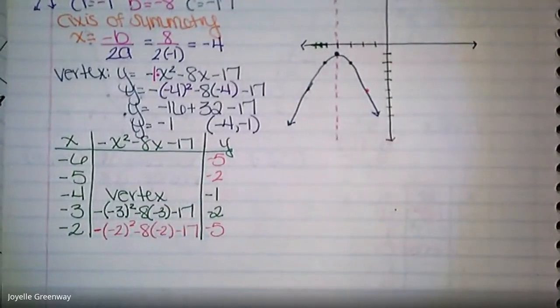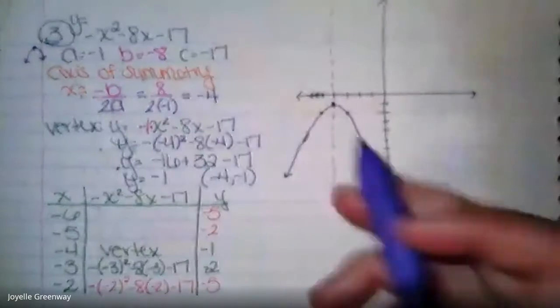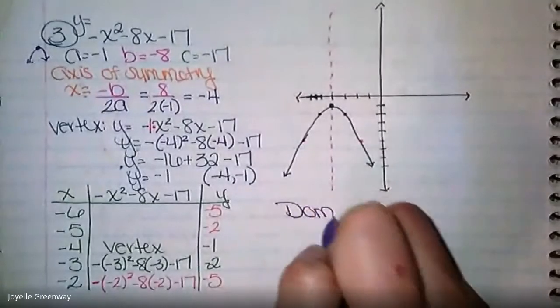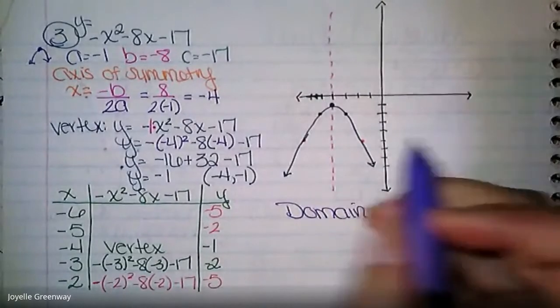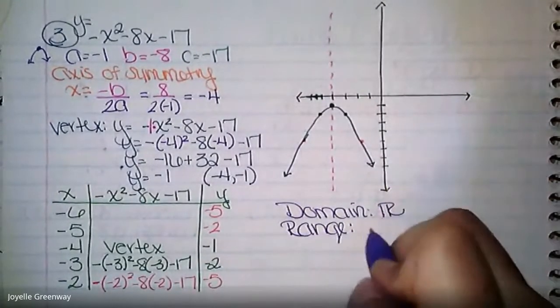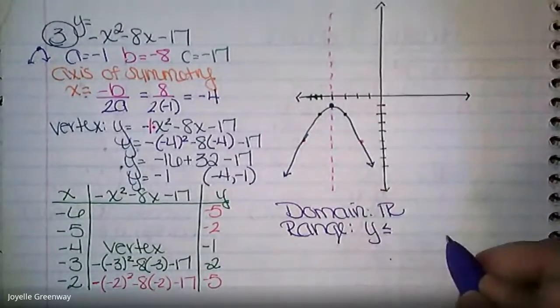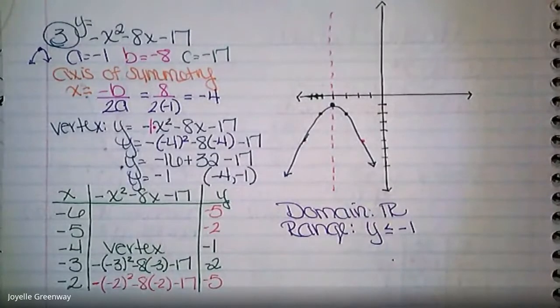Okay? So your domain is, again, all real numbers, and your range is y is less than or equal to -1. Okay? So that's number 3.